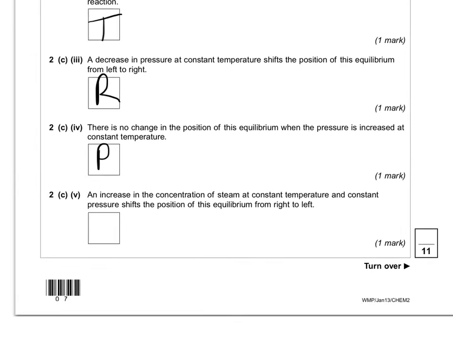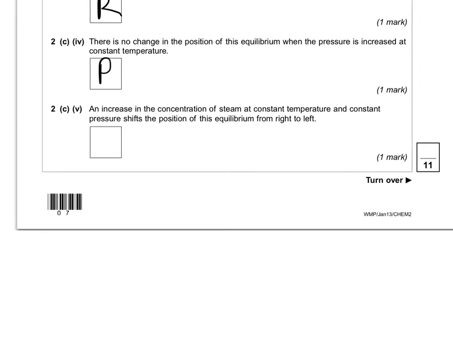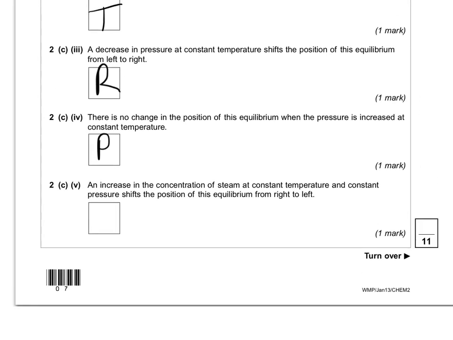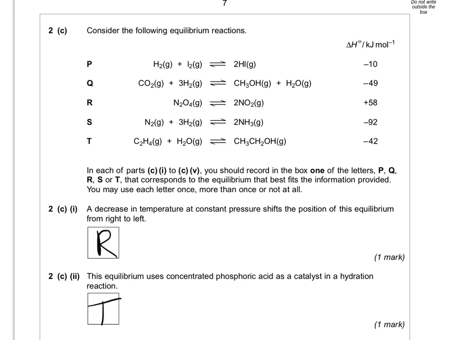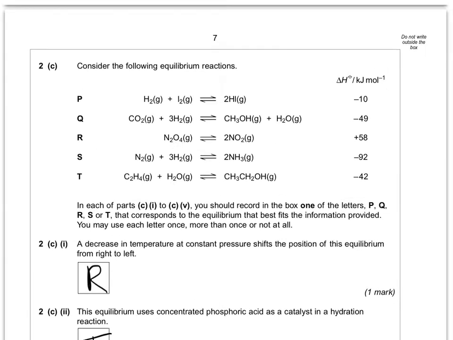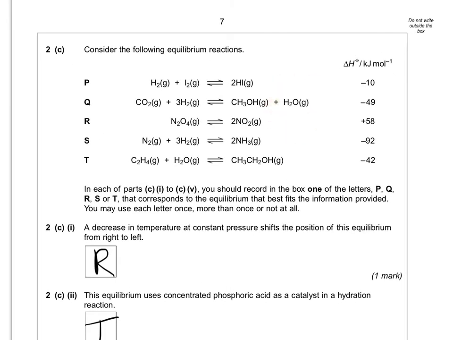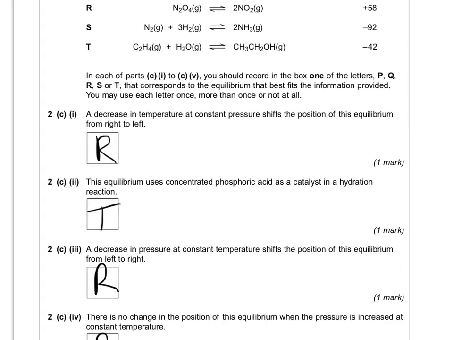And finally, the last one, an increase in the concentration of steam at constant temperature and constant pressure shifts the equilibrium from right to left. So adding steam shifts it from right to left. So that means if we're increasing the concentration of steam, steam must be on the right for the equilibrium to want to shift to the left to get rid of it. So which reaction has steam on the right? Q has steam on the right. See? Oh, H2O(g), H2O gas. So Q is the answer to our last one.